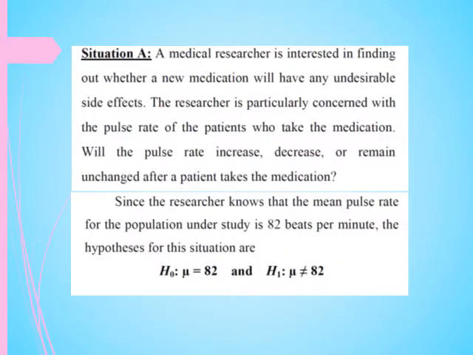We have now three situations to better identify the two definitions. In situation 1, a medical researcher is interested in finding whether a new medication will have undesirable side effects. The researcher is particularly concerned with the pulse rates of the patients who take the medication. Will the pulse rate increase, decrease, or remain unchanged? So we have a new medicine, and we want to know if this medicine has a side effect on the pulse rate or not, whether it may increase the pulse rate, decrease it, or leave it unchanged after a patient takes the medicine.